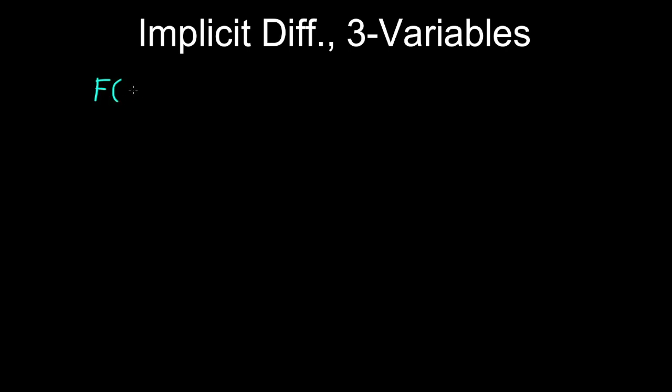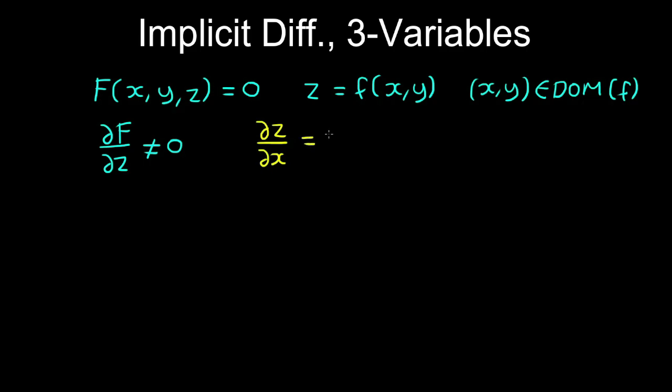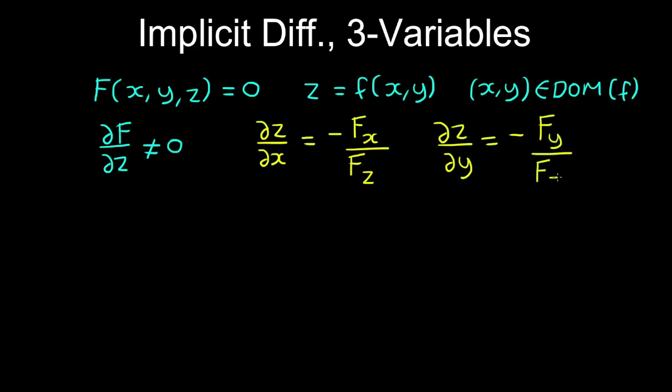If we have a function of three variables, being x, y, and z, and in the implicit form, this implies that z is a differentiable function of x and y, then at any point x, y in the domain of the function, and where the partial derivative of f with respect to z is not equal to 0, then we can write the partial derivative of z with respect to x as minus the partial of f with respect to x on the partial of f with respect to z, and the partial of z with respect to y can be written as minus the partial of f with respect to y on the partial of f with respect to z. And this can be done using the chain rule.